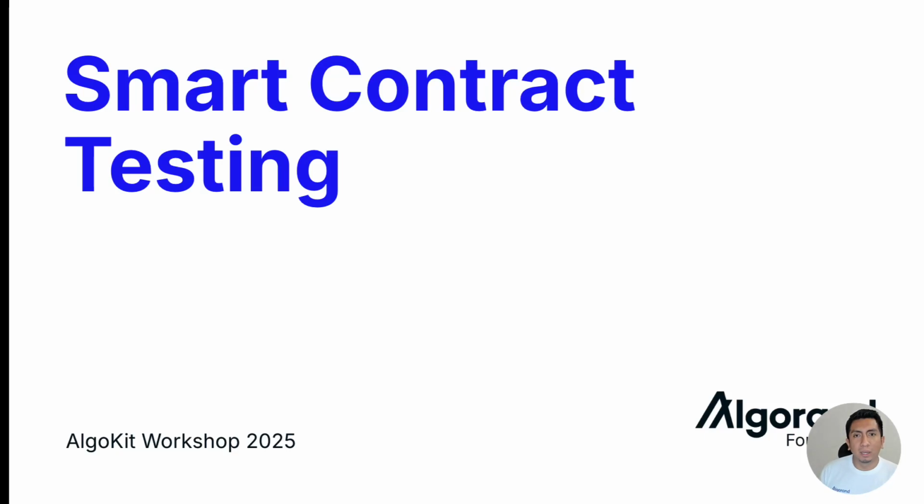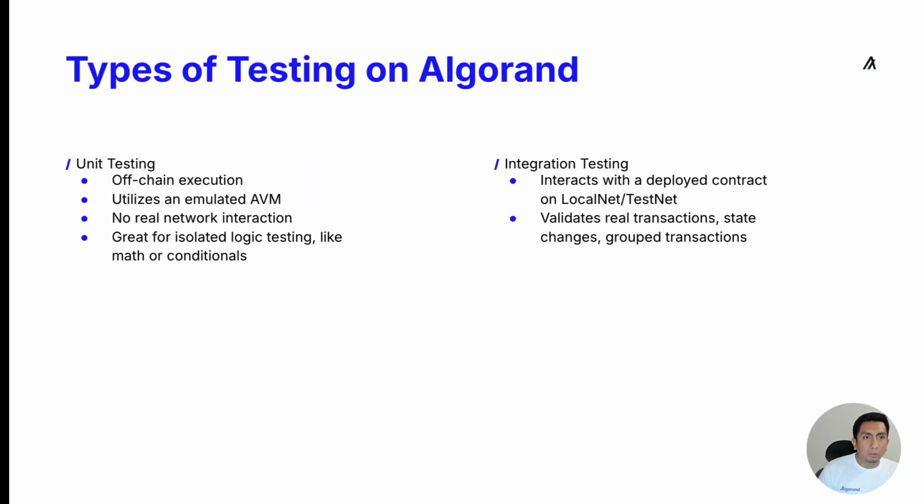Hello Algorand, and welcome to the testing of smart contracts in Algorand. We're going to learn the different concepts for executing testing in our smart contracts and make sure that our decentralized applications are working correctly. In Algorand, we have two different types of testing: unit testing and integration testing.